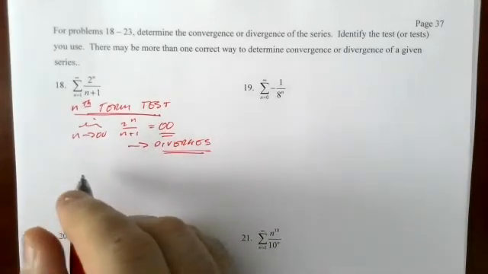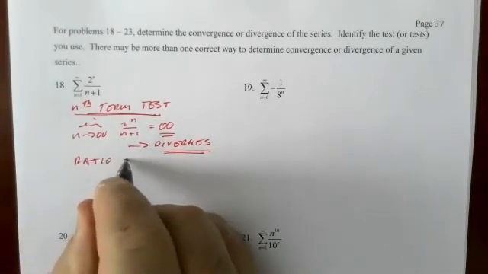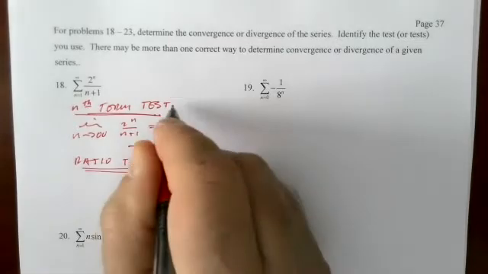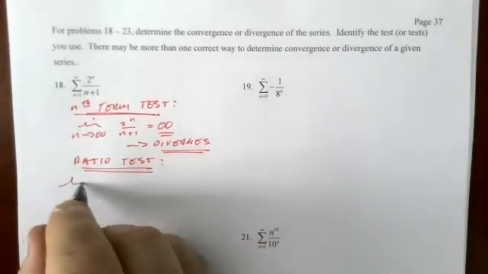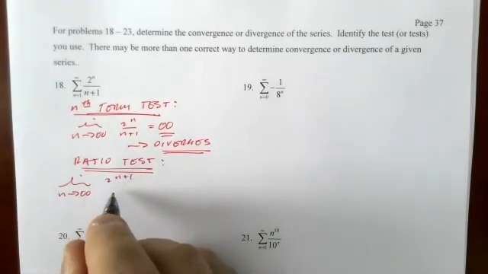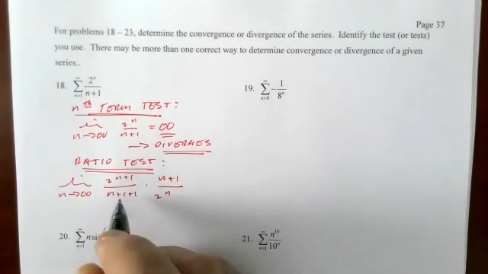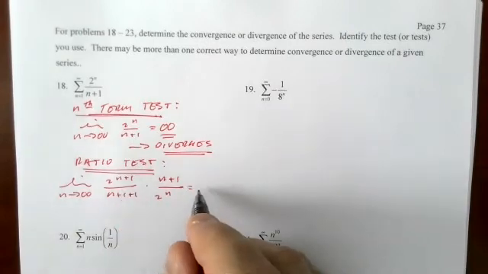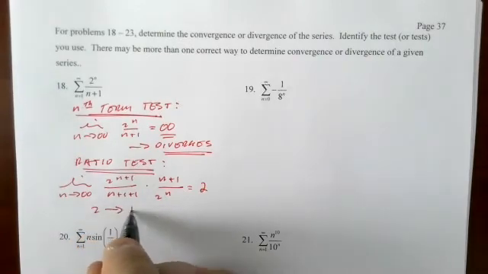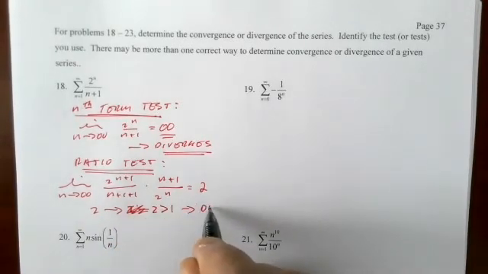However, if you said I want to do a ratio test, fine. You would do the limit as n goes to infinity of 2 to the n plus 1 over n plus 1 times n plus 1 over 2 to the n. These cancel, and we're left with 2. 2 is greater than 1. So therefore it diverges.